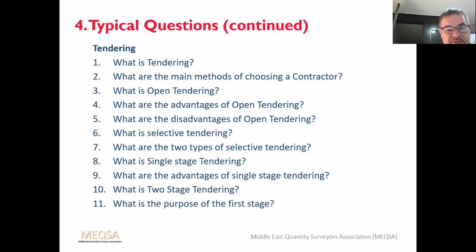So what is the purpose of the first stage of two-stage tendering? To select a suitable contractor by means of limited competition. What is the purpose of the, sorry, that should read the second stage. The purpose of the second stage is a negotiation process with the selected contractor on the basis of the first stage.